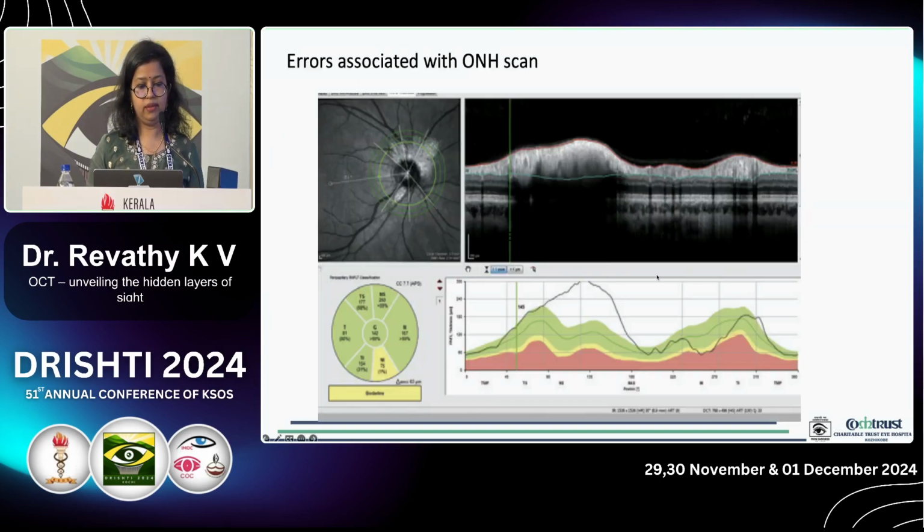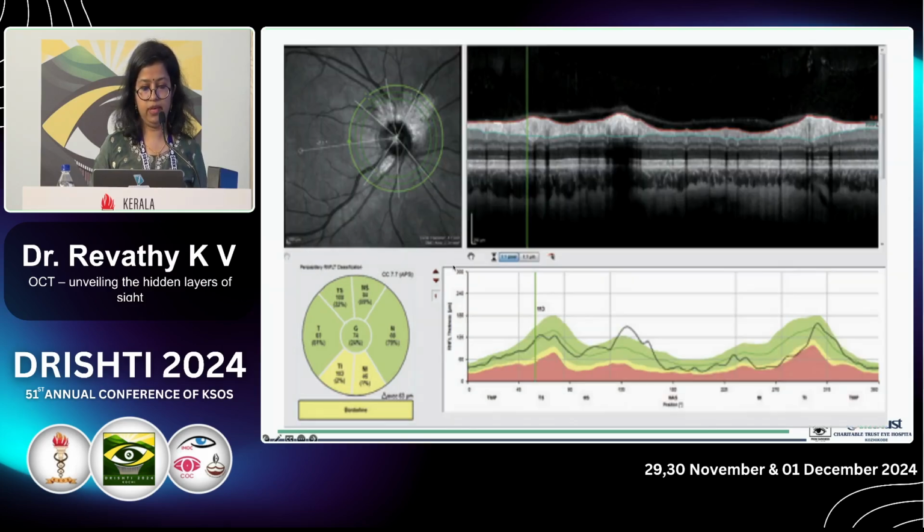For example, errors associated with the optic nerve head scan, here you can see they use a 3.5 circle. So in the myelinated nerve fiber layer, there is no segmentation proper, resulting in a thicker retina. When we use the 4.7 circle scan, you can see the retinal thickness is comparable with the database.